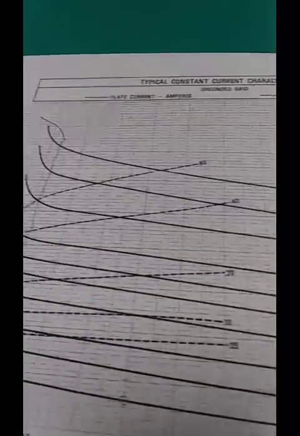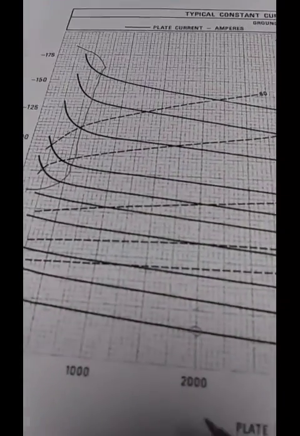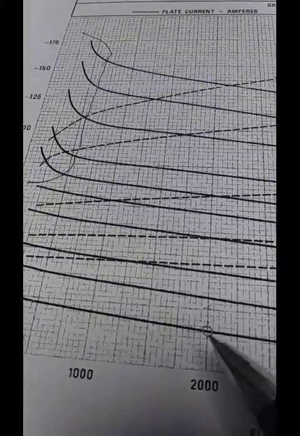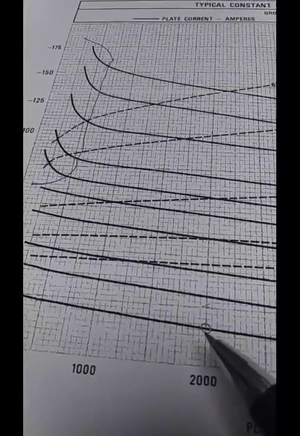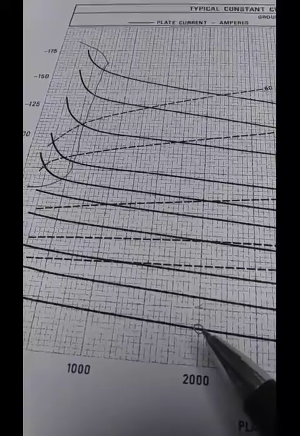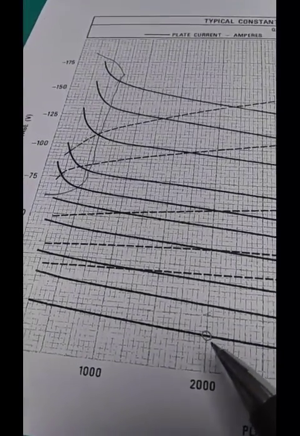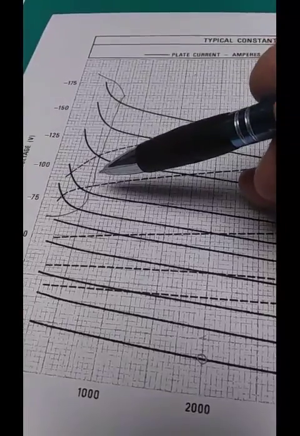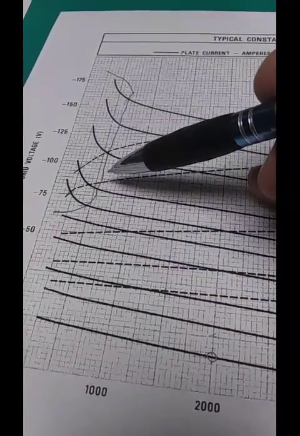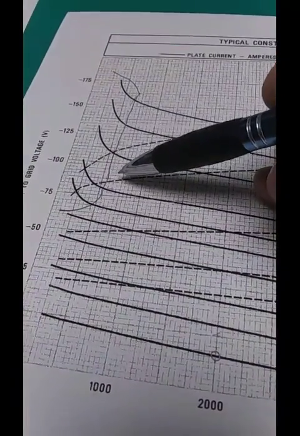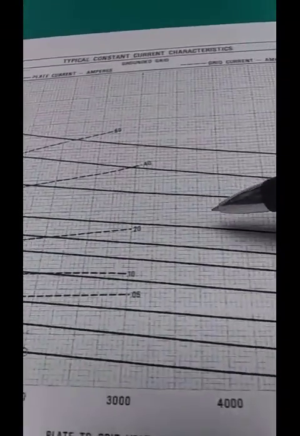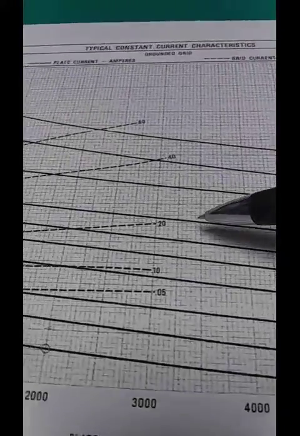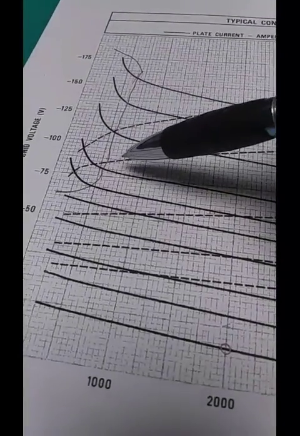The first video left off at the point of only having 1 point, and 1 point does not a line make. It makes an infinite number of lines going an infinite distance. For this tube, we must have a plate current maxima of about 1.2 amps someplace up in here, because that's between the lines for 1 amp and 1.4, so 1.2 is somewhere in the middle.